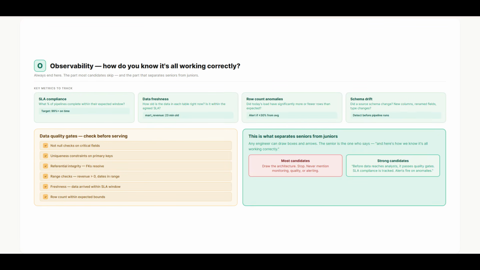O is observability. Always end here. How do you monitor this system? What metrics do you track? Pipeline runtime, data freshness, row count anomalies, schema drift? What alerts fire when something breaks? How do you know data quality is good before your stakeholders see it? This is the part most candidates skip, and it's the part that separates seniors from juniors. Any engineer can draw boxes and arrows. The senior is the one who says, and here's how we know it's all working correctly.